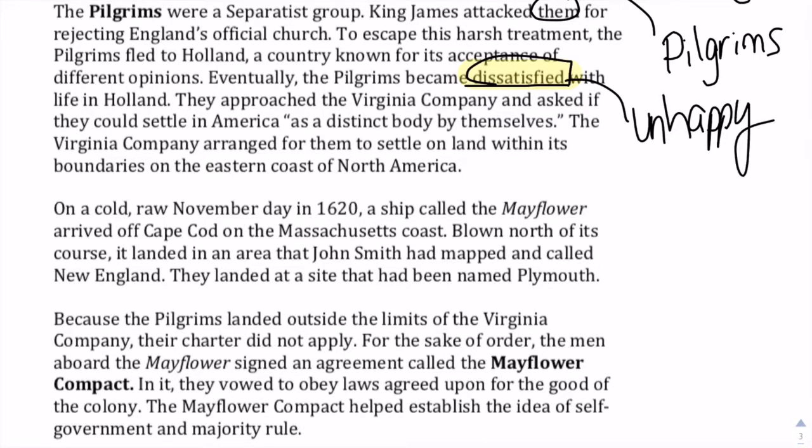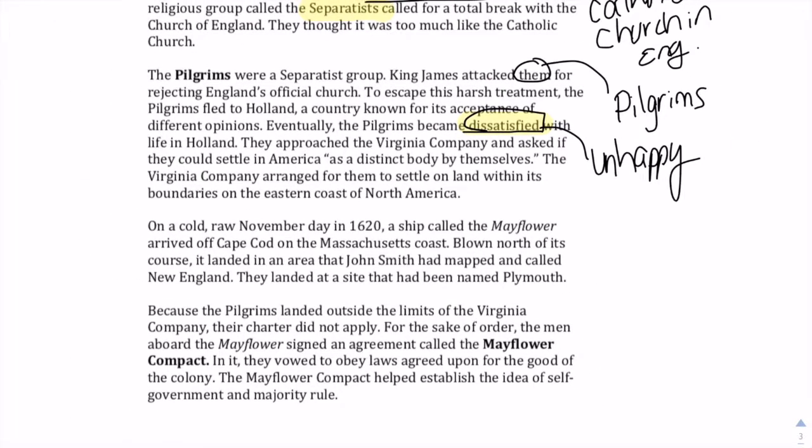Now I'm going to define the word dissatisfied. I had to look it up. The word was unhappy. That's a synonym for that, so that I can make sense of that sentence.